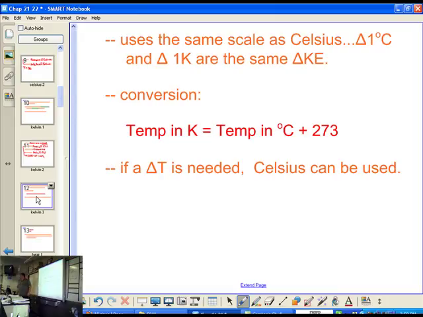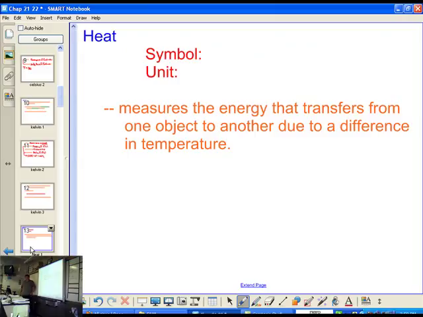We still use Celsius. We certainly don't get weather reports in kelvins. All right. Questions? A couple more things, and then you can work on your little vocabulary things.